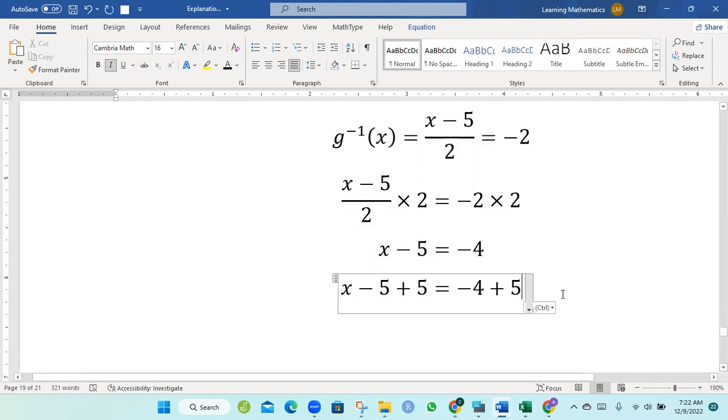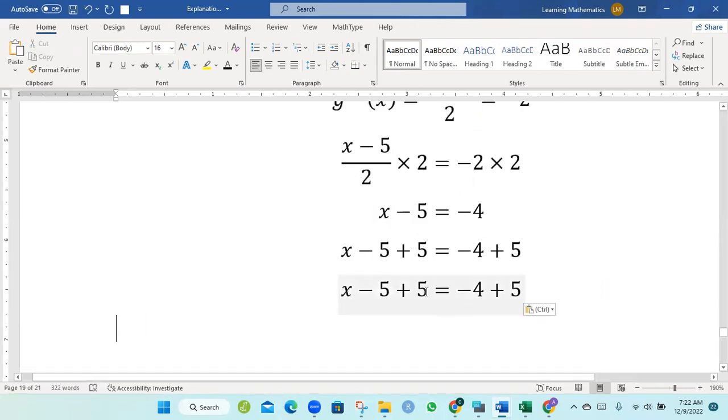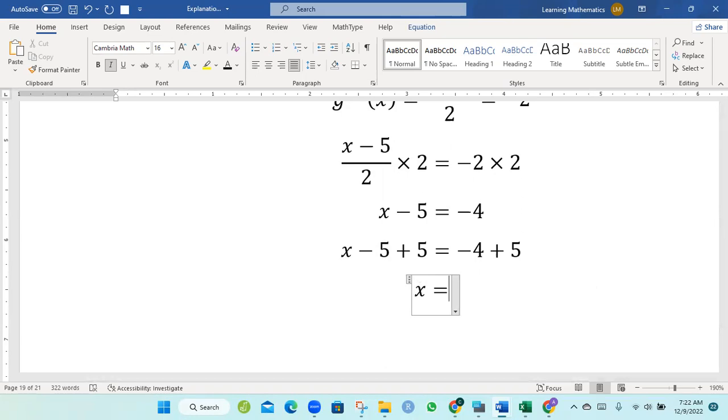So then we're going to have x is equal to negative 4 plus 5. So x is equal to 1.